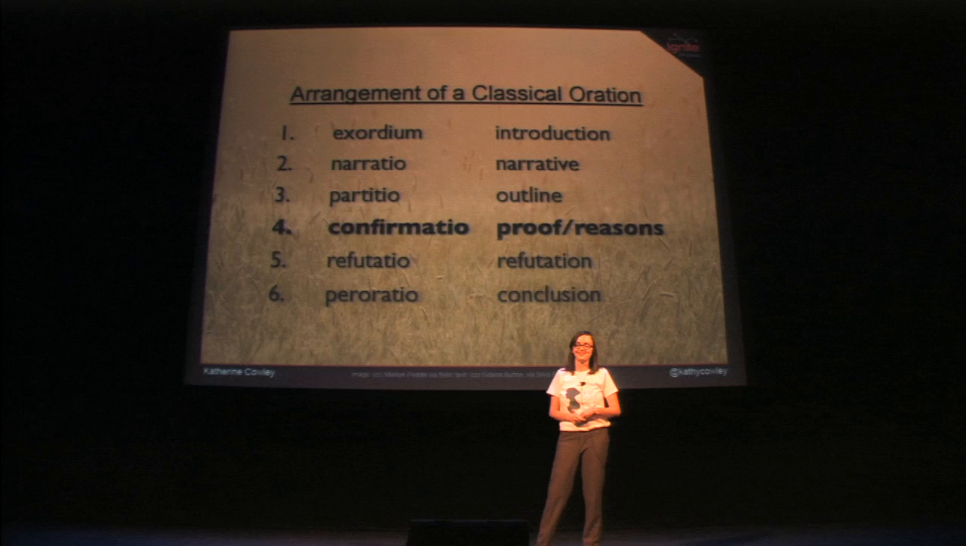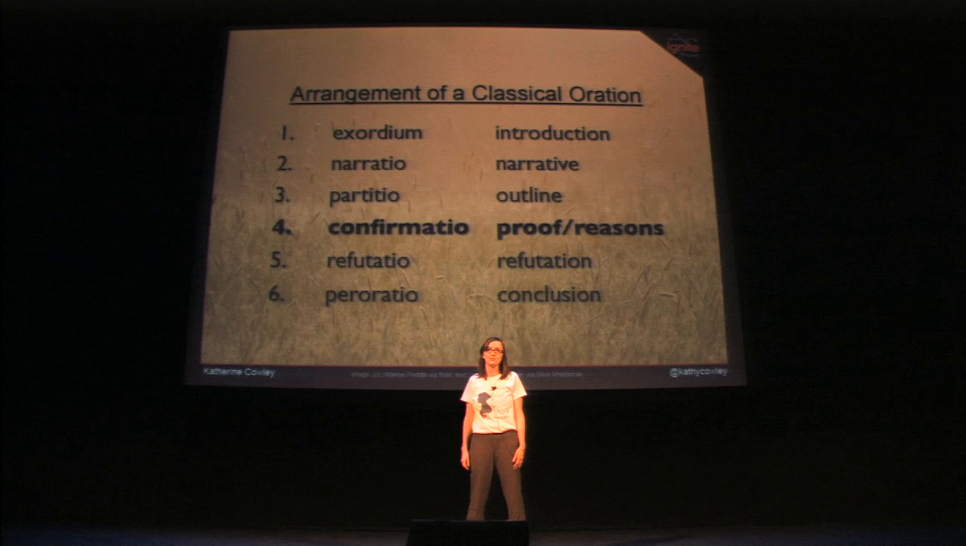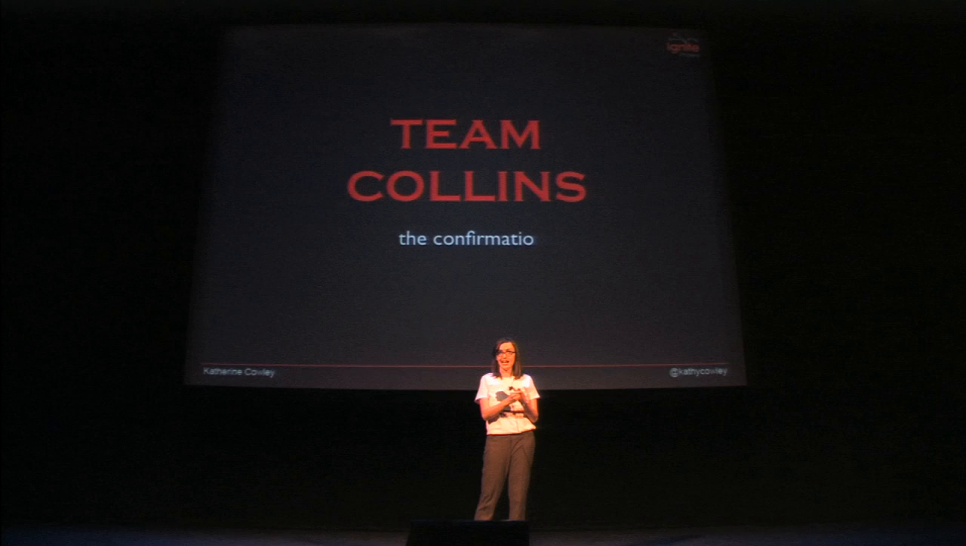Let's look at the four reasons Mr. Collins gives for why he wants to marry Elizabeth. Number one, clergy should marry. Two, it will add greatly to his happiness. Three, his employer, Lady Catherine de Bourgh, wants him to marry. And four, he's inheriting Elizabeth's home.